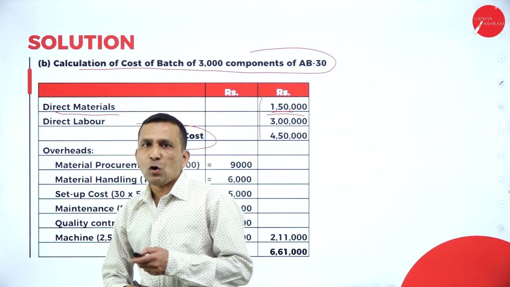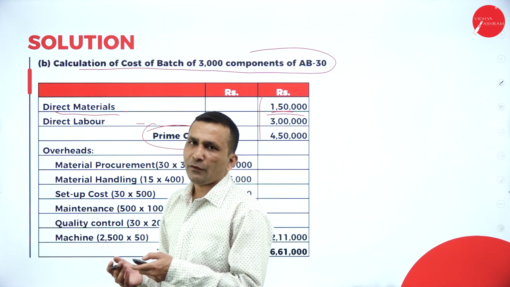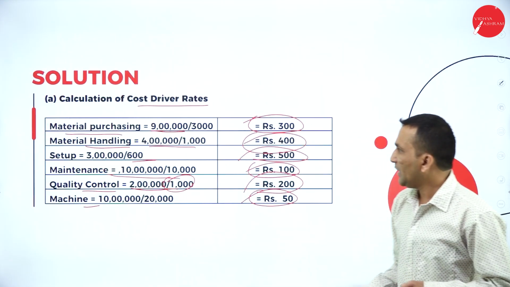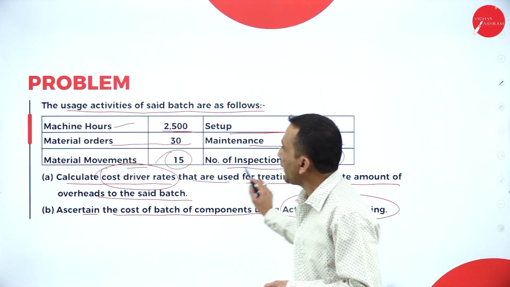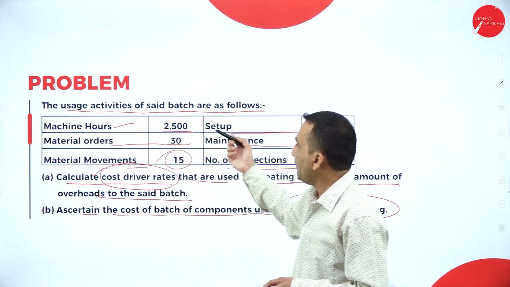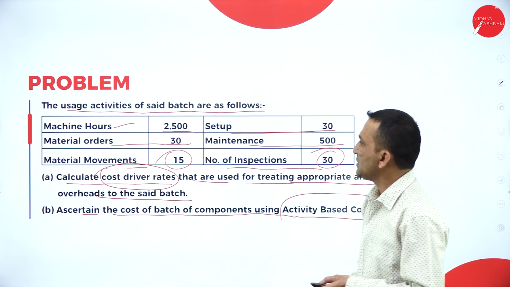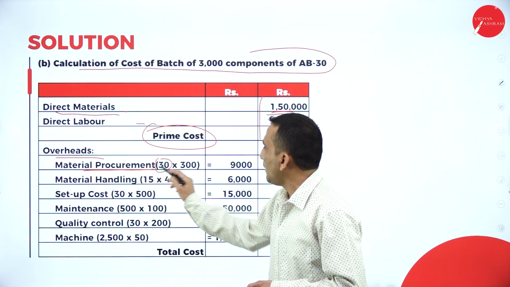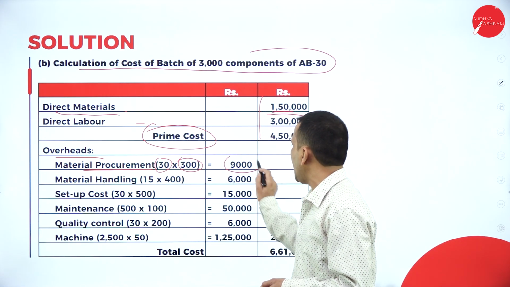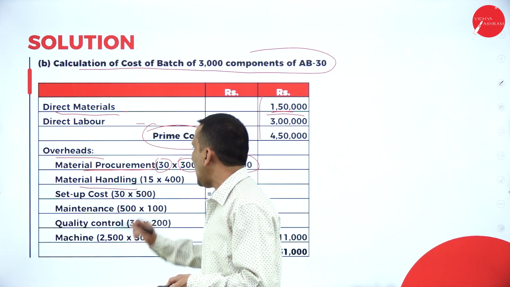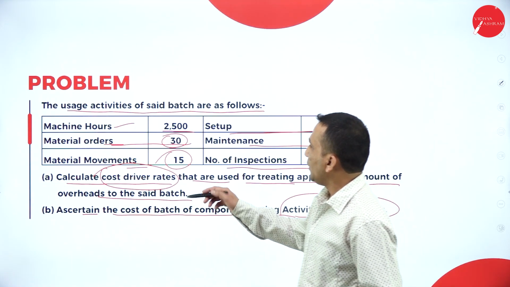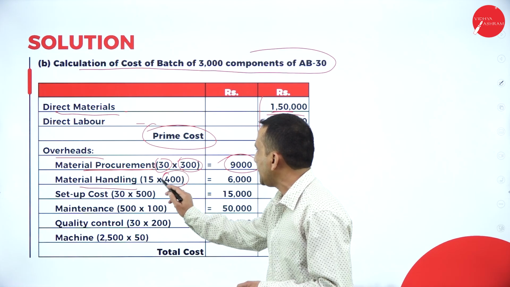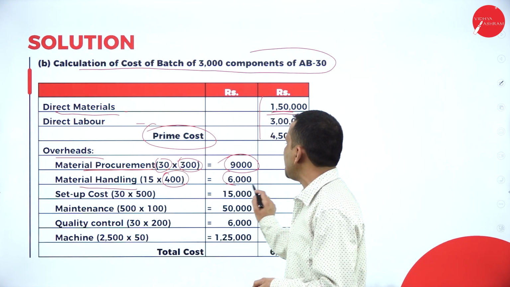Again, the overheads are calculated according to the additional information provided. For material procurement, we need to refer to the activity. The material orders given are 30, so we multiply 30 by the material rate we just calculated, 300, and get 9,000. Again, material handling: 15 is given, and the rate we just calculated is 400. So 15 into 400, we get 6,000.